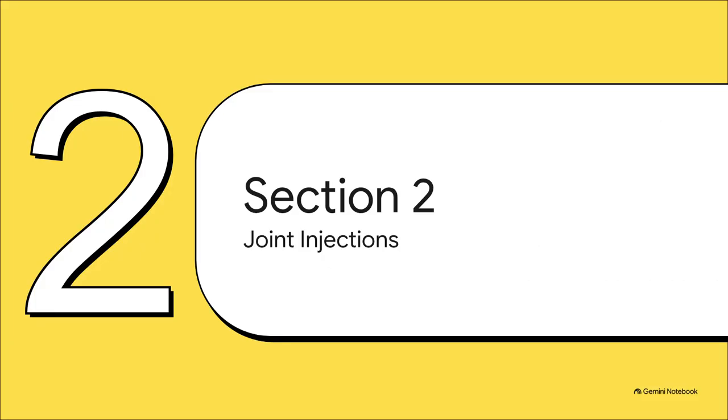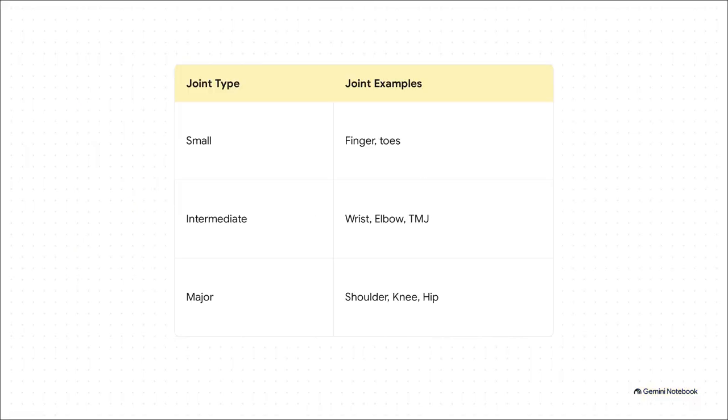Moving on to Section 2, Arthrocentesis and Joint Injections. Let's start with the least invasive interventions. Procedure codes for these injections are primarily classified by two major factors: whether or not ultrasound guidance was used and the anatomical size of the joint. You have to categorize the joint correctly to land in the right code family.